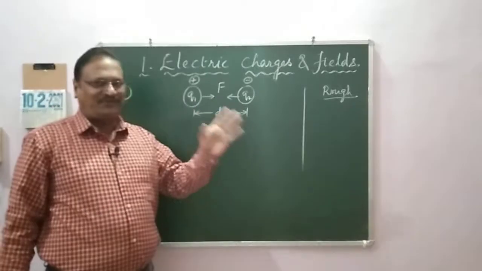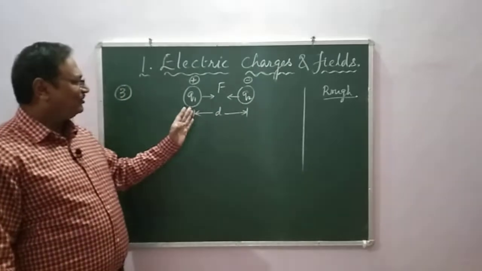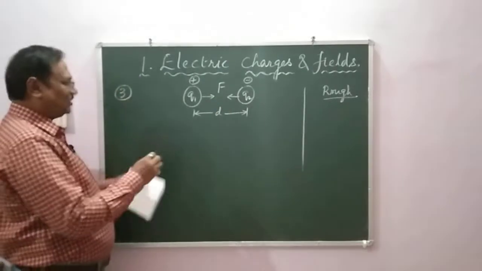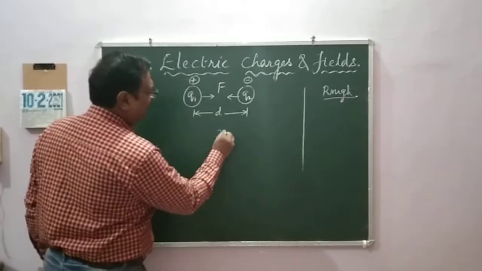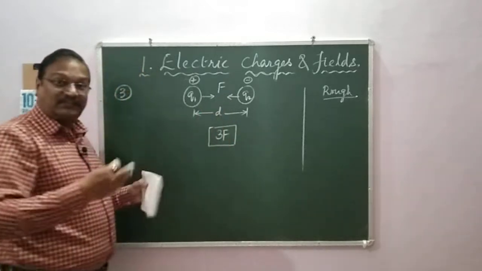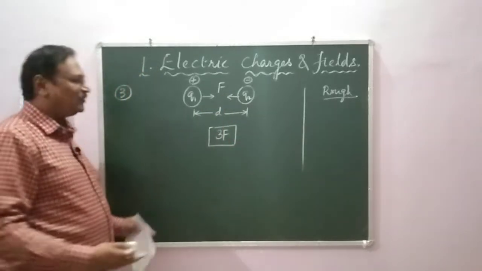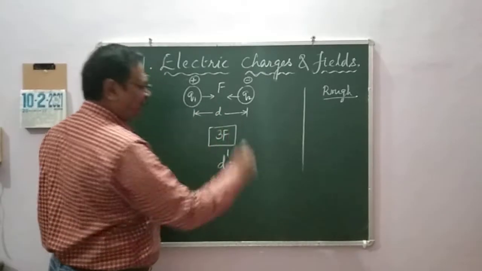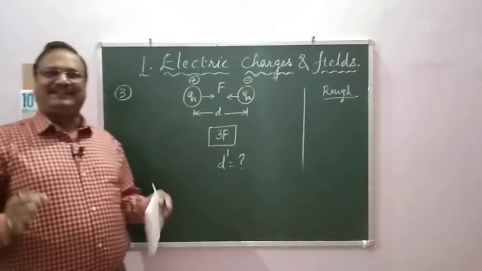Charges are Q1 and Q2, right? And you are going to get, what should be the force? The force should be 3 times F. For the force to be 3 times F, what should be the distance? It is asking what should be the new distance.